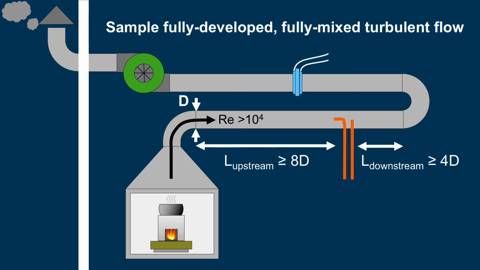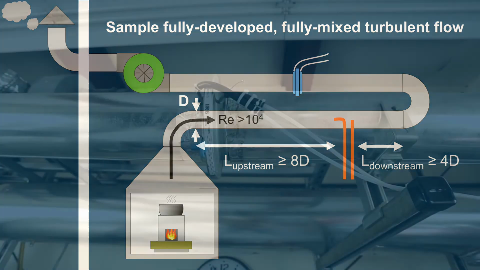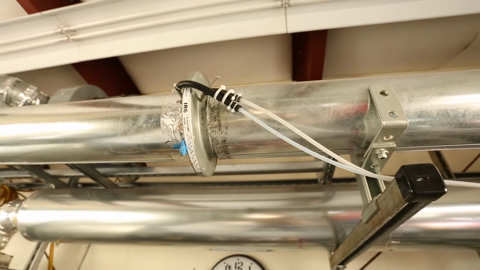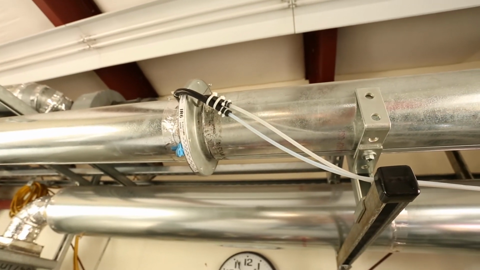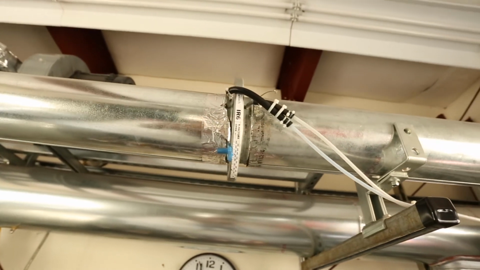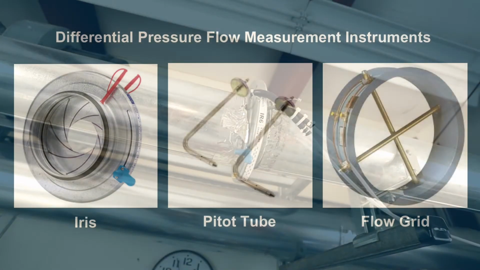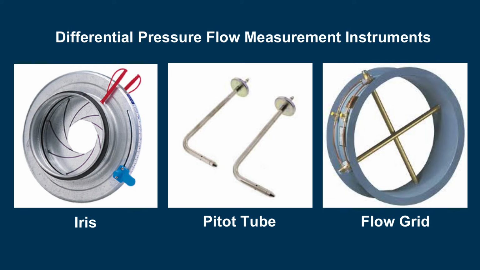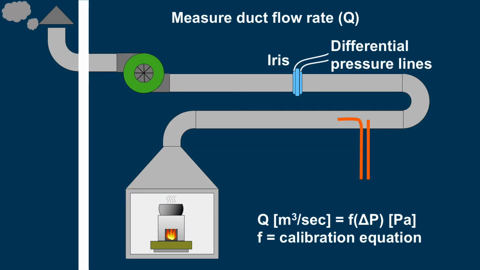With these flow conditions, the instruments can measure a representative sample of the cookstove emissions and can output accurate concentration measurements of CO, PM, and other pollutants. The measurement of the volumetric flow rate through the duct is typically accomplished using a differential pressure device. Several instruments are suitable for this application, such as an iris, pitot tube, or flow grid, but we have found that irises are reliable, easy to calibrate, resilient to soot buildup, and accurate. Consequently, we recommend using this method and implement it in our own lab setup.